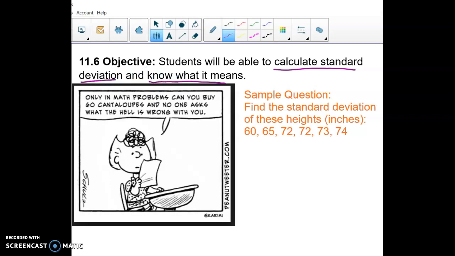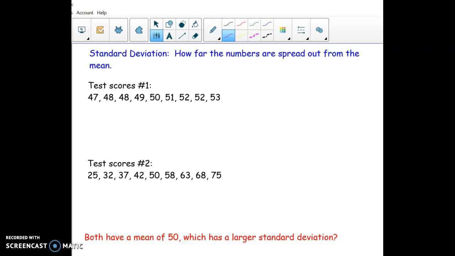Knowing what it means, I think, is actually much trickier, and I think there are many adults that if you said the standard deviation for this data is 5, or whatever, they would just have no clue what that means. So I really want to focus on that part of it, knowing what it means, in this lesson.